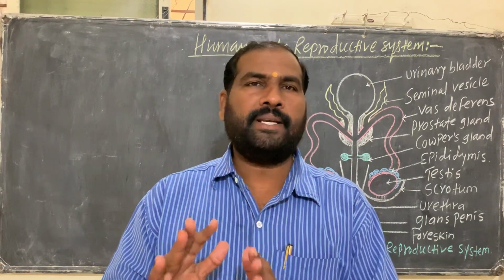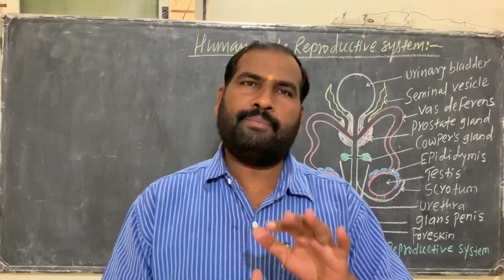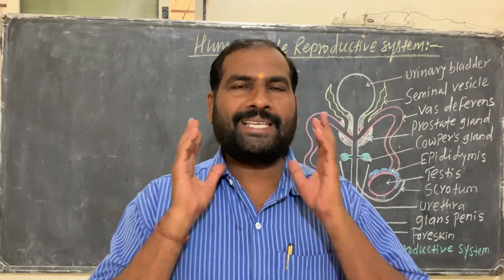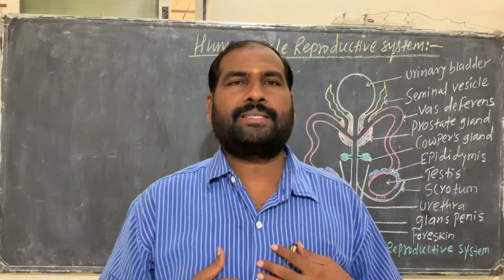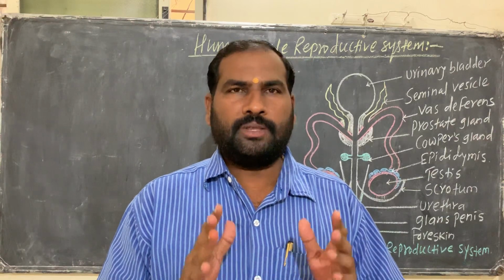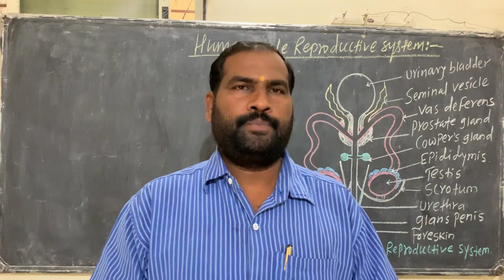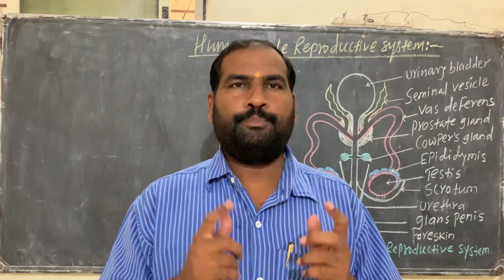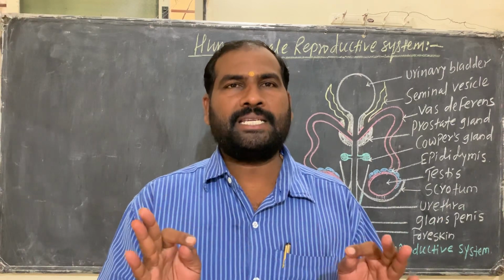Males look different than females. So that is sexual dimorphism. For example, in a male there is the presence of beard, then mustache, hairs on chest, then a large larynx. So these are some secondary sexual characters in a human male: presence of mustache, beard, hairs on chest, and an enlarged larynx.